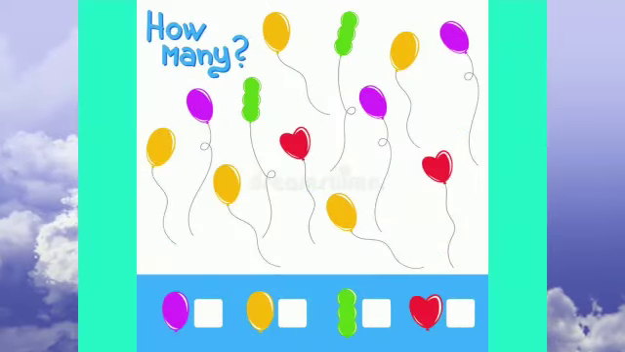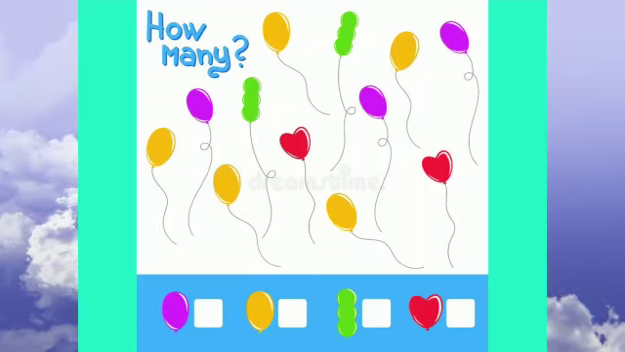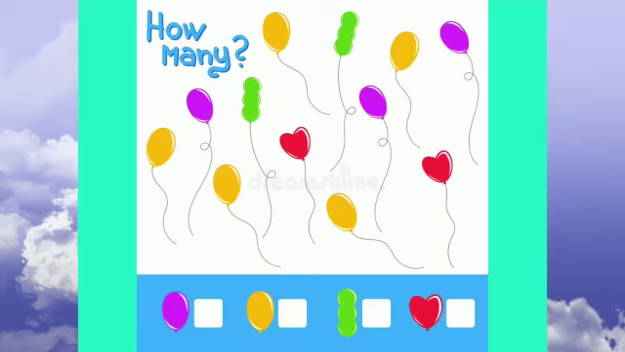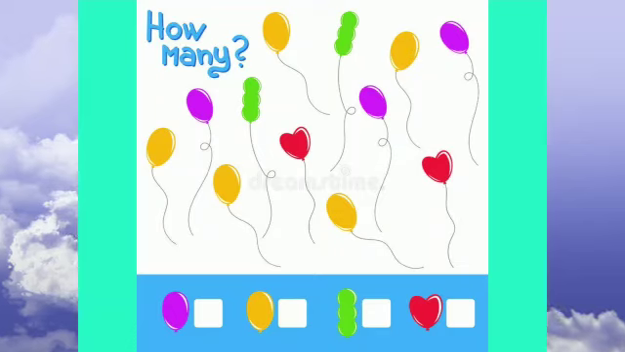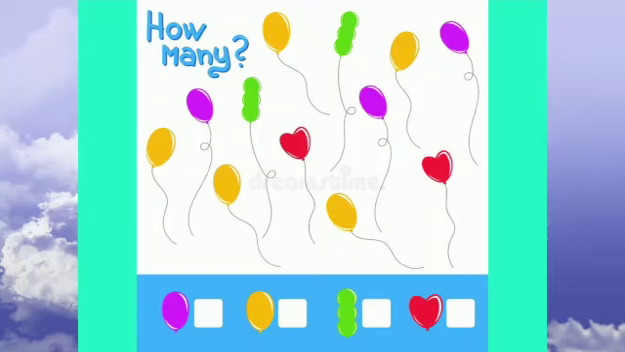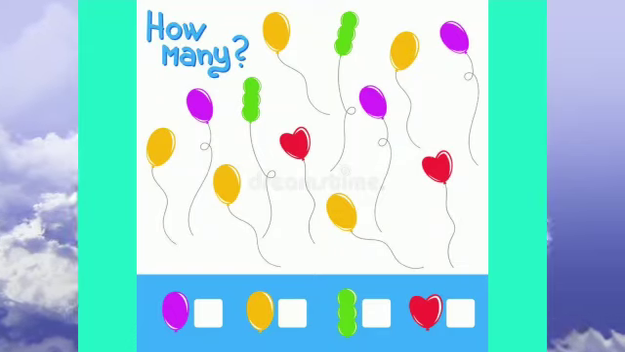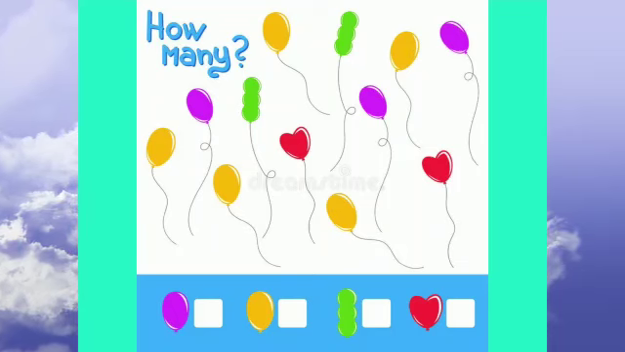Look, some colorful balloons are flying in the sky. Can you tell me how many balloons are flying in the sky? Let us count. 1, 2, 3, 4, 5, 6, 7, 8, 9, 10, 11, 12. Do you know these counting numbers are called cardinal numbers? Cardinal numbers tell us the quantity.